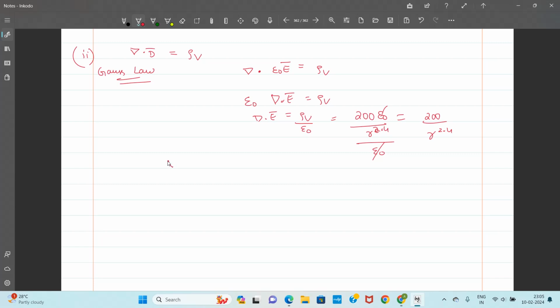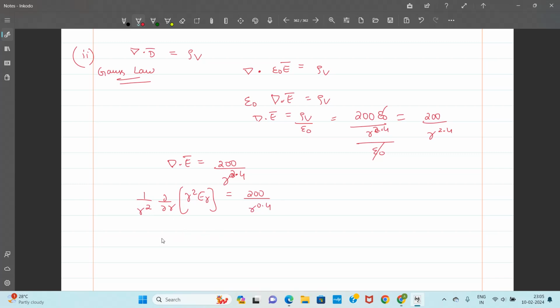Right? So now you have del dot E is equal to 200 by r power 0.4. Next I have to go for del dot D, the divergence equation in a spherical system for only the r component. Okay, I don't want the other two. I want only the r component. So for the r component in a spherical system, divergence is 1 by r square dou by dou r of r square Er. That is equal to 200 by r power 0.4.